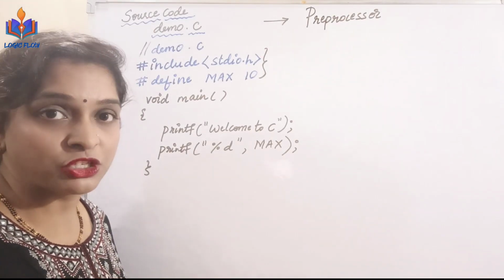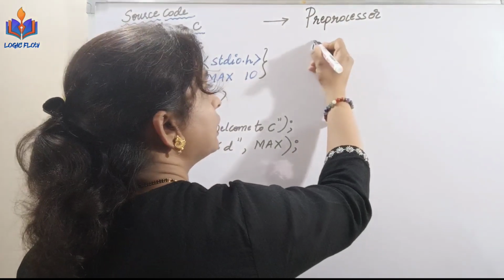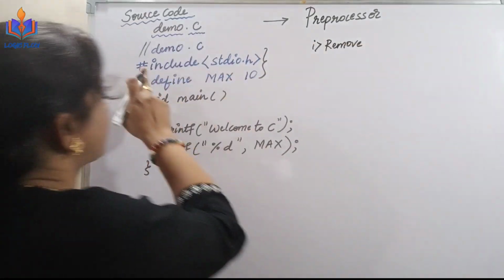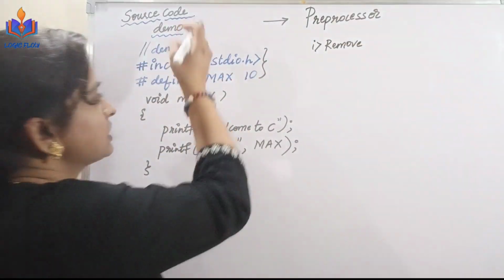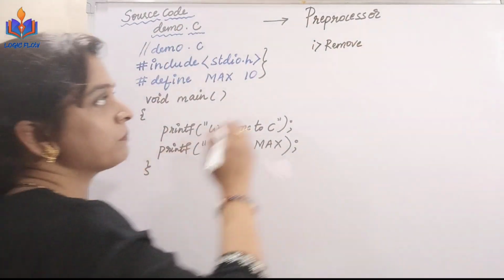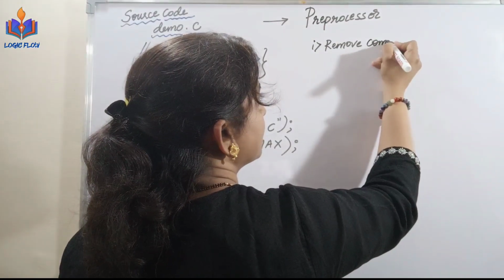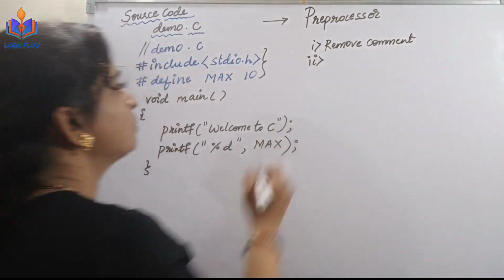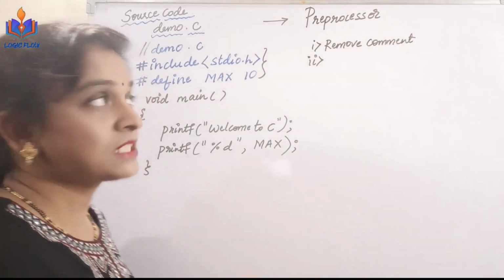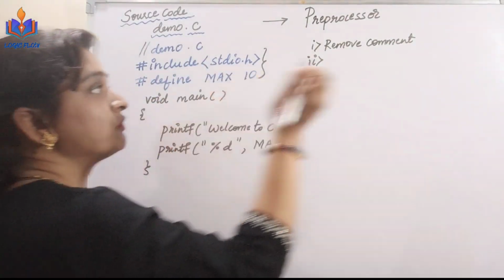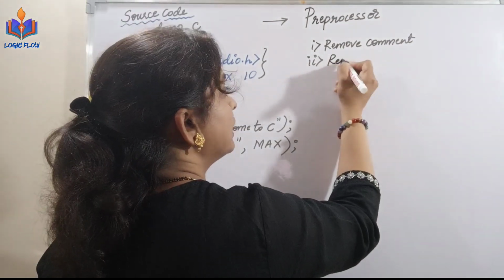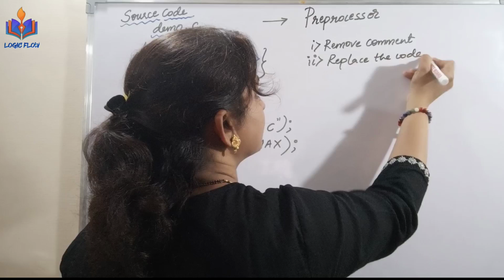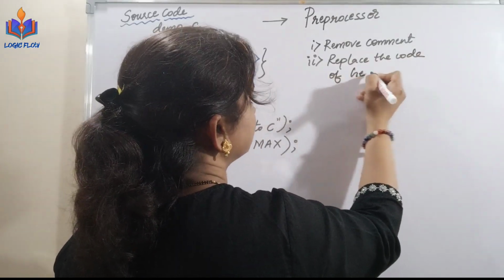So the preprocessor performs a few tasks here. What is it going to do? It is going to remove all the comments first. We have a single line comment here, just to provide the heading of the program. So it is going to remove the comment. Then it is going to replace the header files with their code.